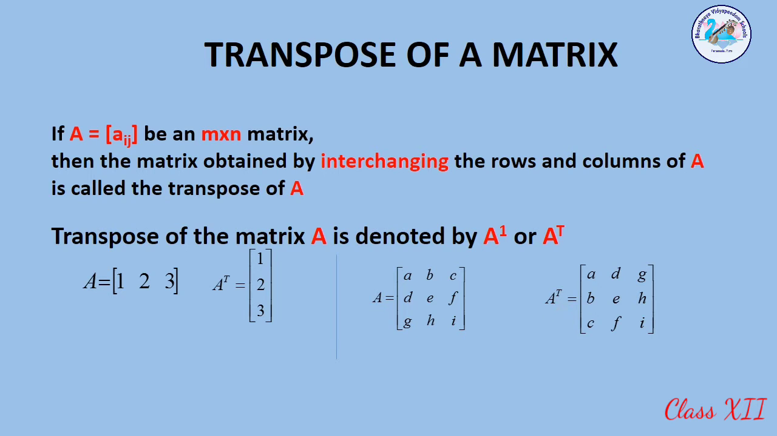So A transpose is equal to, as we have discussed before, ABC first row, but here comes as the first column. DEF second row, here comes as second column, and GHI here comes as third column. So here interchanging the rows and columns. When you write the transpose, rows become columns. Hope it is clear.